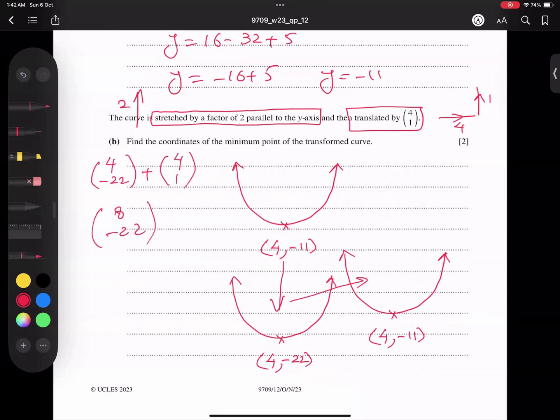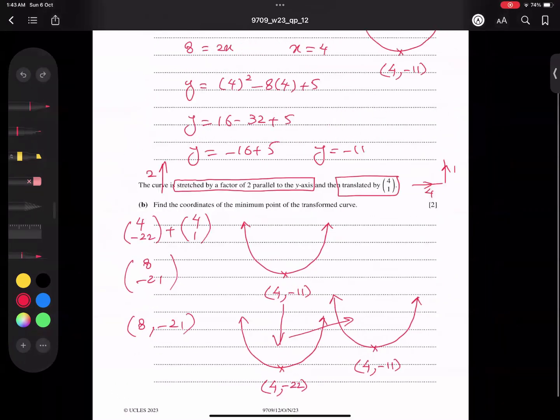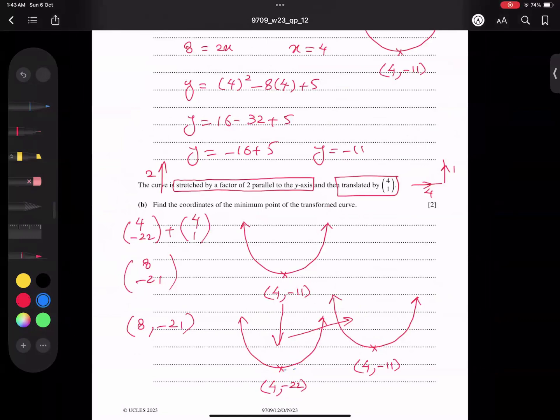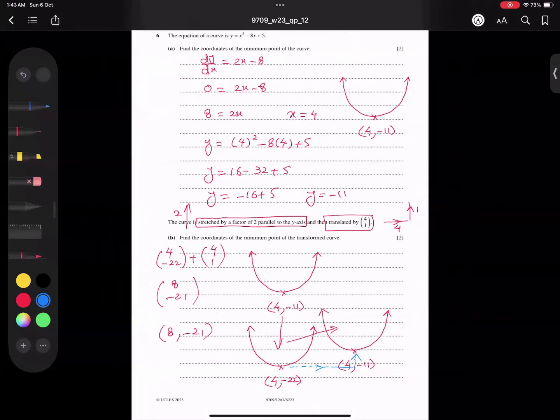It means the final answer turns out to be 8, negative 21, because he was asking for coordinates. If I add them, this is 21. So our final answer is 8, negative 21, because it will move 4 this way and 1 upwards. As I said before, 4 and 1. So I hope the point is very clear, and I show once again, 4 rightwards and 1 upwards. I hope the concept is clear, and let's go for the next question.